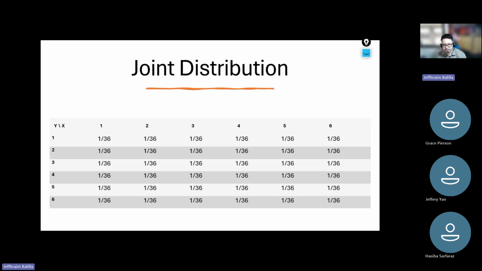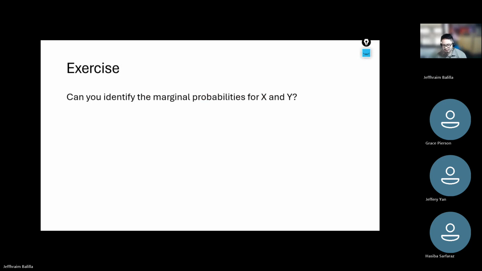Now, I put it in a table. So this is the joint distribution for each x and y. Now, I want to ask you, what is the marginal distribution for x and y? Can you identify the marginal probabilities for each x and y for these two dice? Anyone? Any volunteer? What is the marginal probability for x and what is the marginal probability of y? Anyone who wants to try computing for the marginal probabilities?